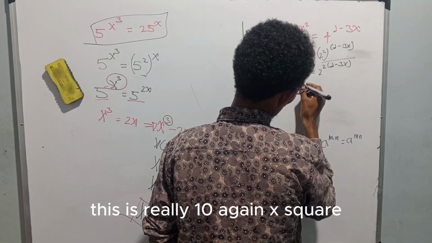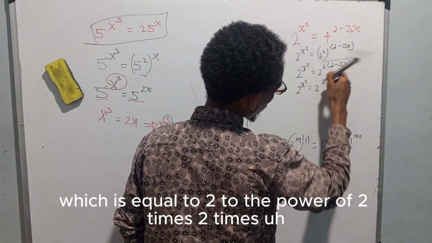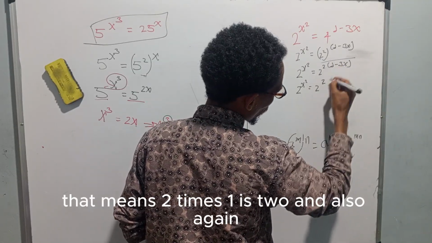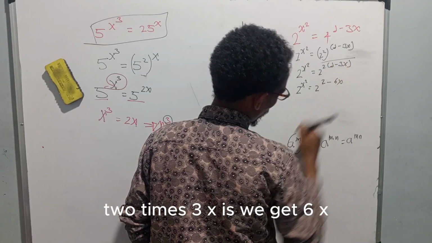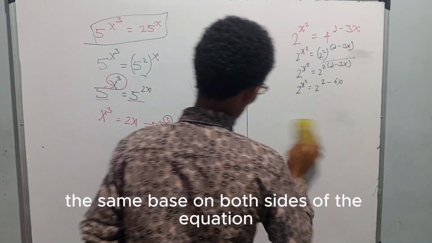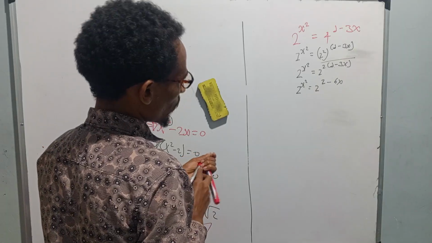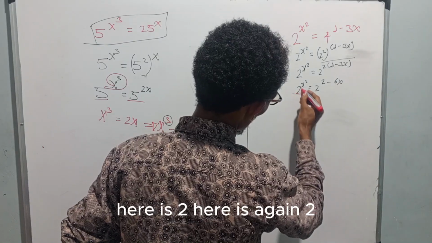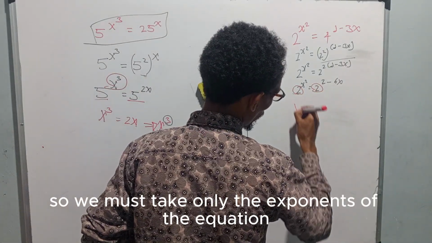This is rewritten again: x squared is equal to 2 to the power of 2 times, we must remove the bracket. That means 2 times 1 is 2, and 2 times 3x, we get 6x. Now we have the same base on both sides of the equation. Here is 2, here is again 2. So we must take only the exponents of the equation.